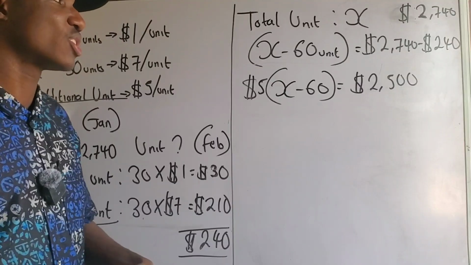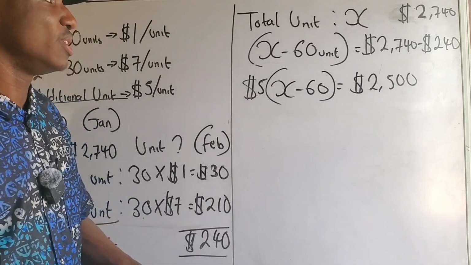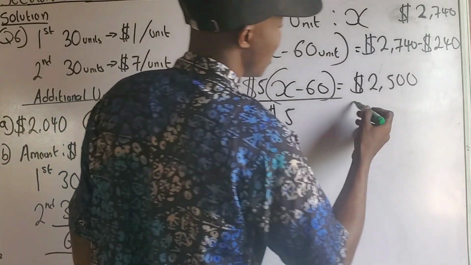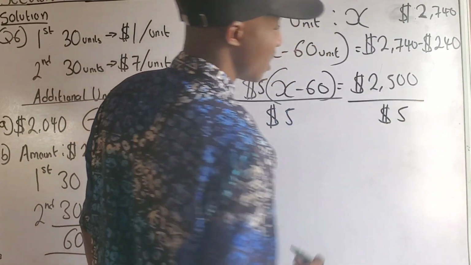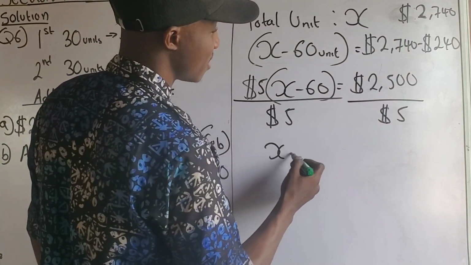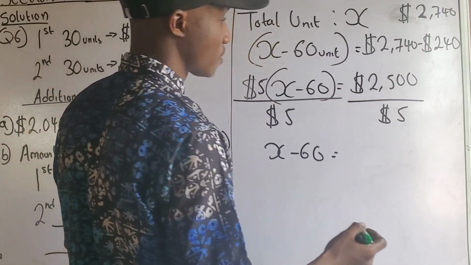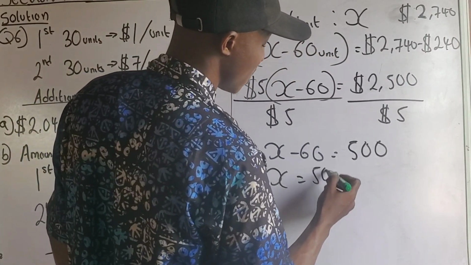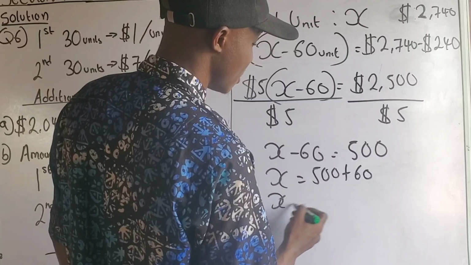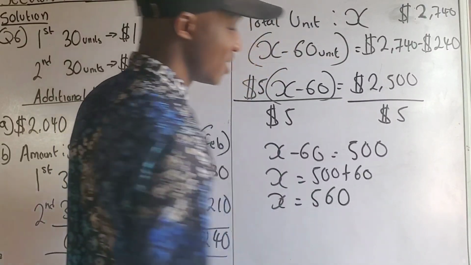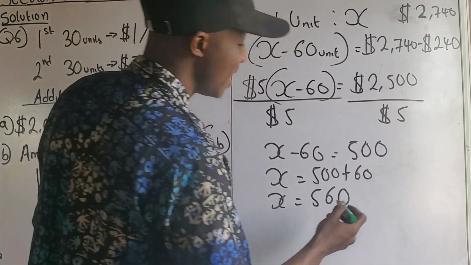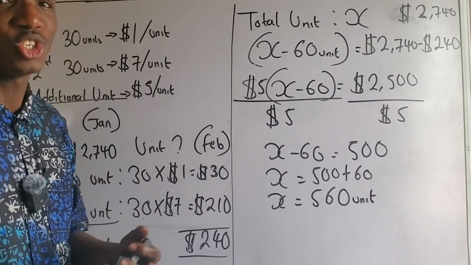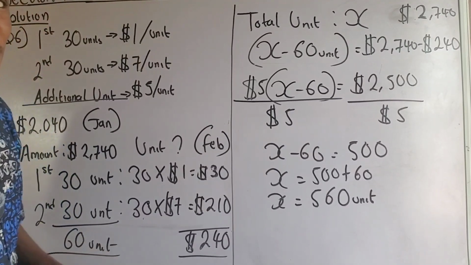So having arrived at this equation, you can get the value of X. What do we do? Divide both sides by $5. Is that not it? So I'm going to have this over $5 and this over $5. Are you getting it? So I'm going to have X minus 60 is equals to 500. Okay, so X is equals to 500 plus 60. X is equals to 560. Do you understand now? So the unit of electricity that Amaka consumed in the month of February is 560 units. Do you understand it? You can see that it's simple.